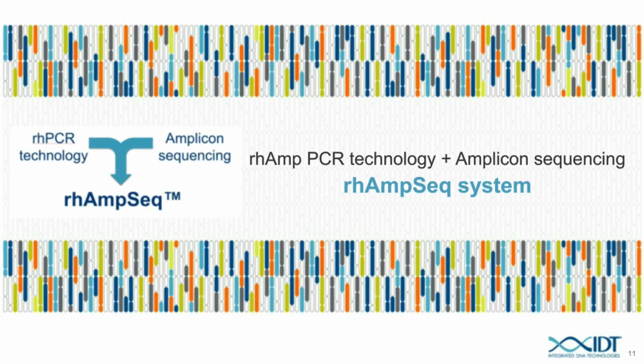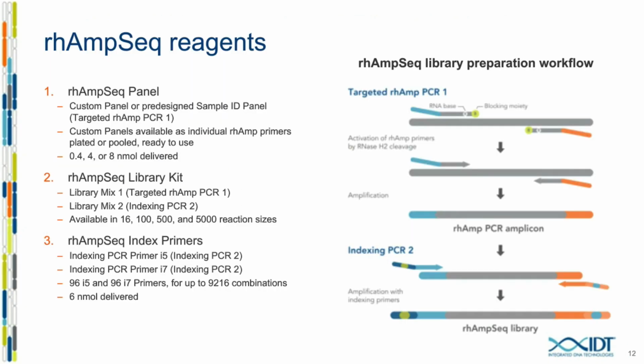As I mentioned, we've combined rhAmpPCR and amplicon sequencing to create rhAmpSeq, a targeted amplicon sequencing technology. By using rhAmpPCR chemistry for amplicon sequencing, we can overcome the challenges associated with extremely high levels of multiplexing. On the right-hand side of this slide, you'll see how we combine rhAmpPCR to create rhAmpSeq. And if any of you are familiar with amplicon sequencing technology, you will notice this is very similar to others in that it's just 2 rounds of PCR to generate Illumina-ready libraries.